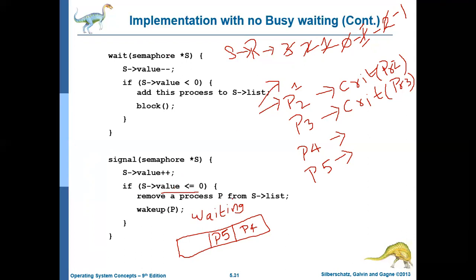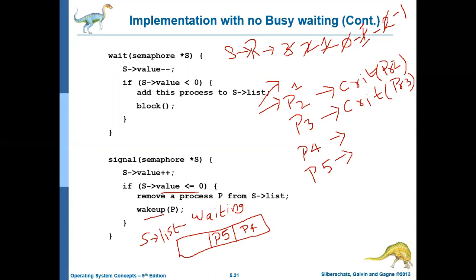So remove a process P from the S list and keep it in the ready list. Which is first in the waiting list? P4. So this waiting queue is nothing but the S list. Whatever process is first in the waiting queue will be moved out and kept in the ready queue. Ready queue means it will get the processor. Then you call wakeup.